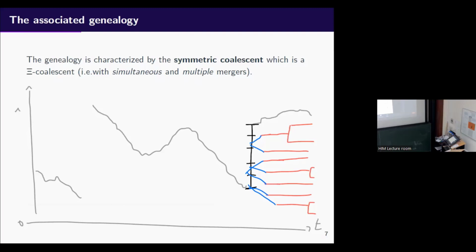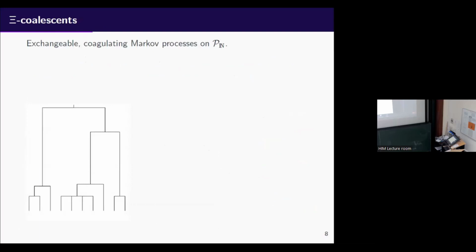Since all the lineages that remain, and that can be many, have to choose a parent among these 5 individuals, what you have is a multiple merger event. Which means that you can have several blocks merging into the same block and into many blocks at the same time. So then the genealogy of this population is a Xi-coalescent. It's a coalescent with multiple mergers, which looks like this, and that you can construct in the following way.